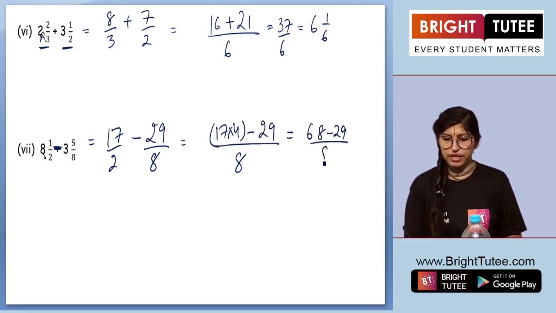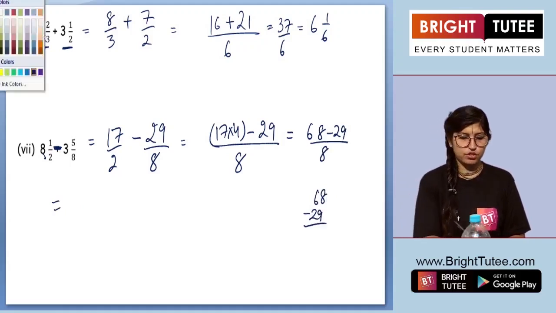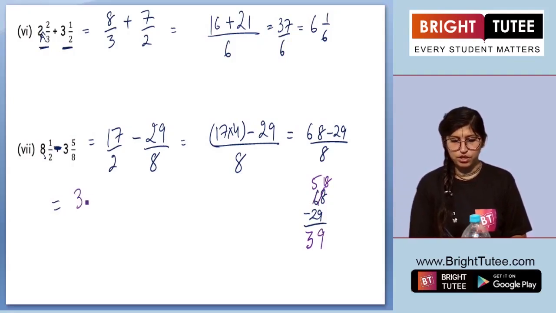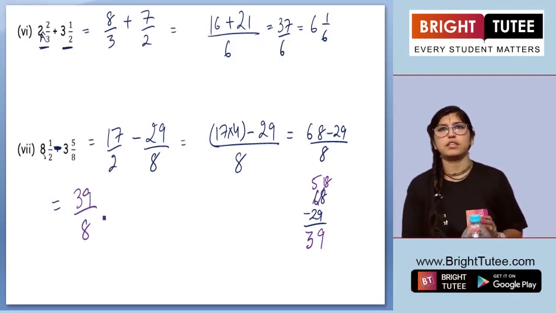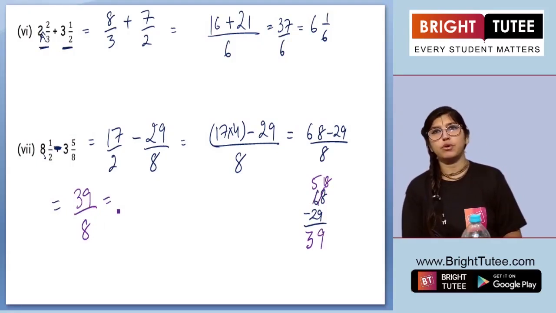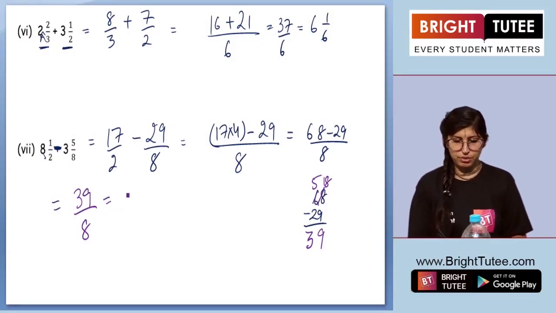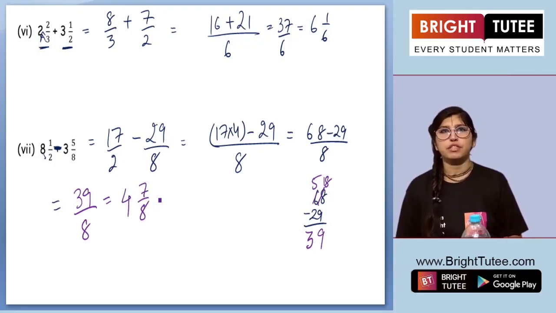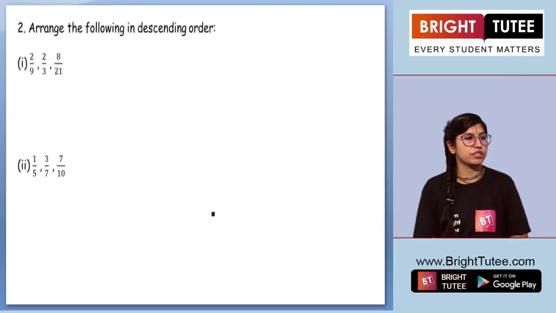68 minus 29. Now 68 minus 29, if you just do it this way, that will be 18, this will be 5. 18 minus 9 is 9. 5 take away 2 is 3. So we are getting 39 by 8. Since this is not in standard form, we need to convert it to a mixed fraction. So we should be getting 4, 7 by 8. So the final answer for this part is 4, 7 by 8 after converting it to a mixed fraction. Now here we go for the second question.